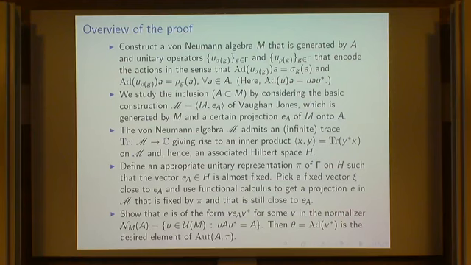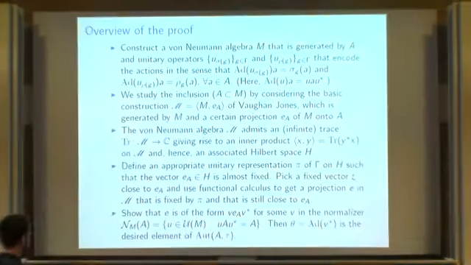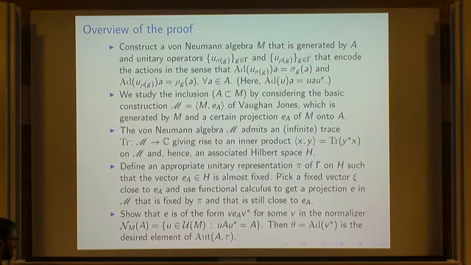Vaughan Jones used it to prove his index rigidity theorem. That there's a von Neumann algebra acting on a Hilbert space, and there's a dimension you can look at. Maybe I'll leave that to the questions.